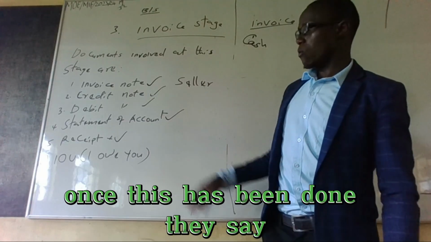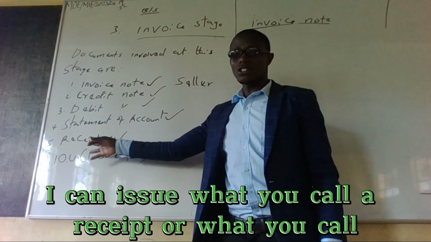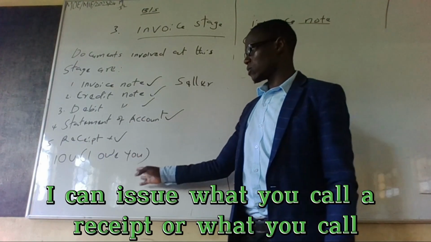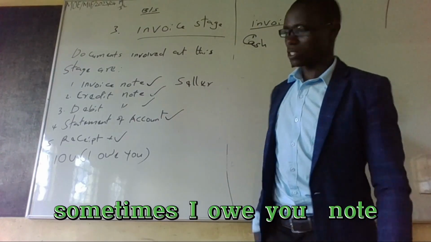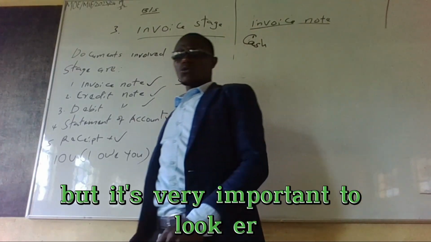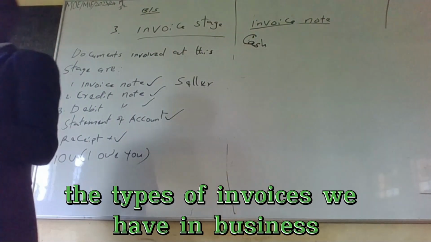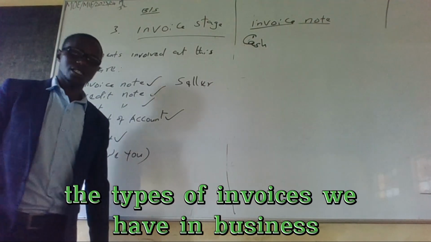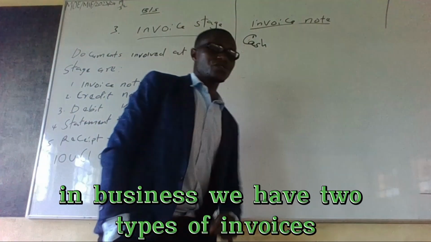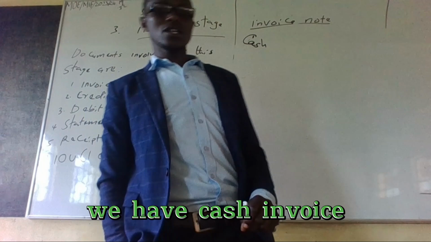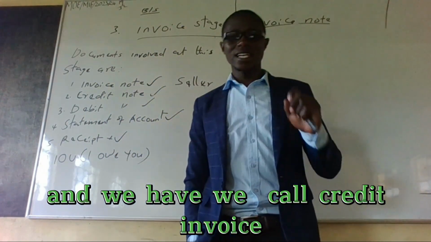Of course, once this has been done, the seller can issue what you call a receipt, or sometimes an I owe you note. But it's very important to look at the types of invoices we have in business. In business, we have two types of invoice. We have cash invoice, and we have what you call credit invoice.